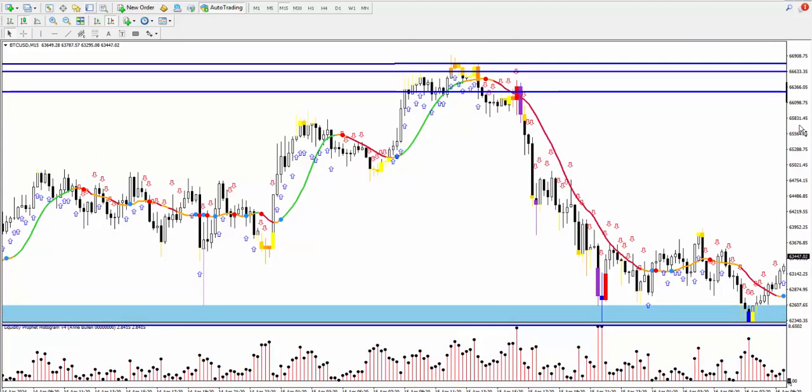So that's an example of how you use the indicators together, use the histogram, the profit map, and the sniper to actually give you the confirmation, if you like, that you should take the trade.